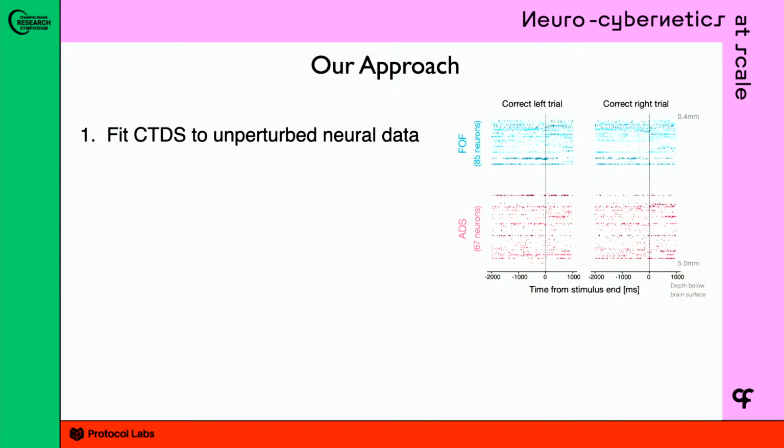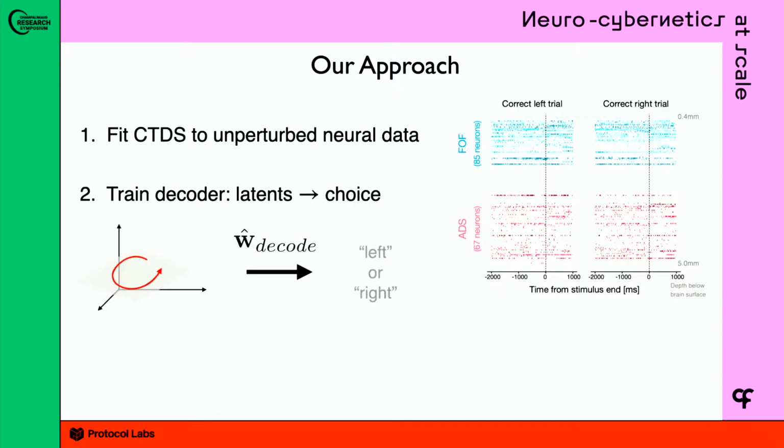So the way we'll analyze the data is we'll start by fitting the model to just the neural data that Diksha recorded. Then we're going to train a decoder. Ultimately, we want to be able to link the latent variables that we extract from our model to the animal's choice. And to do that, we will train a logistic regression classifier, which will allow us to map those latent variables onto choice. So we'll have a set of weights that will pass through a sigmoid nonlinearity to give us a left or right decision on the basis of that low-dimensional latent variable. We'll fit that model using the animal's choice data once we've already fit the latents from the CTDS model.